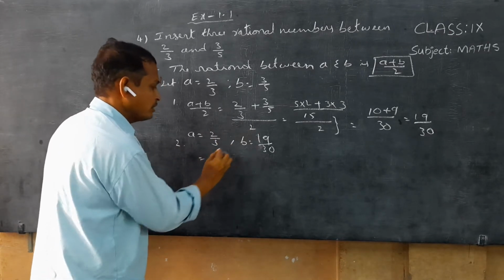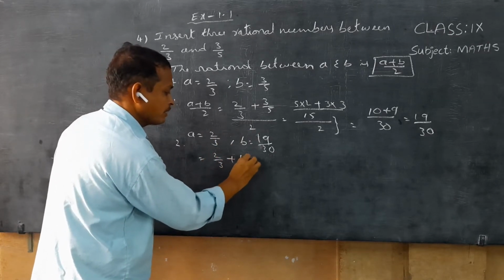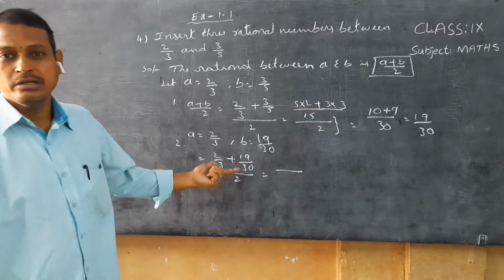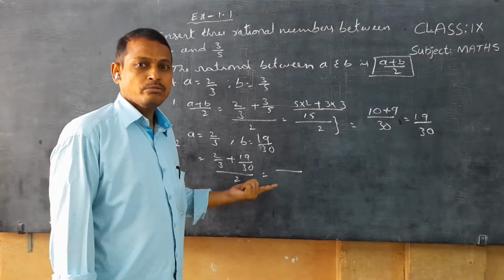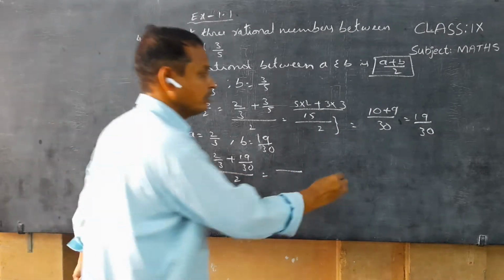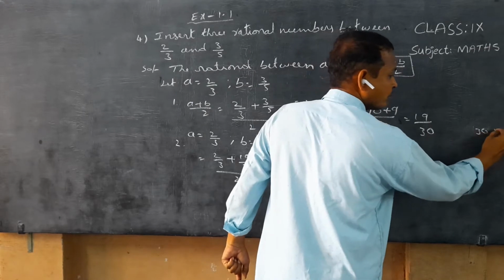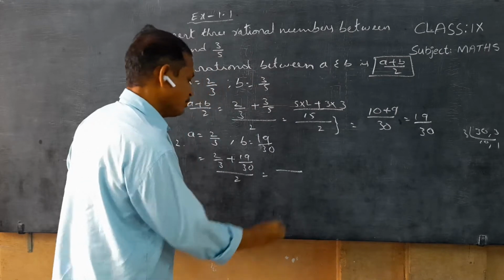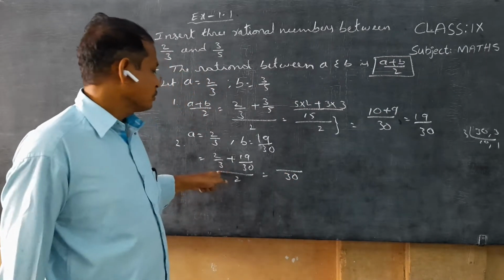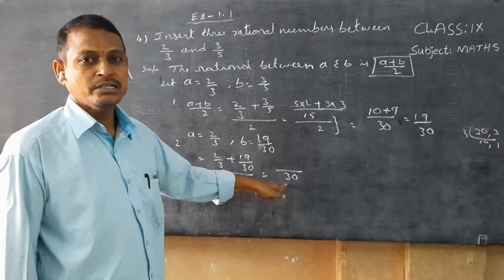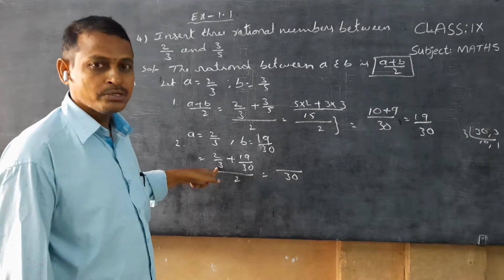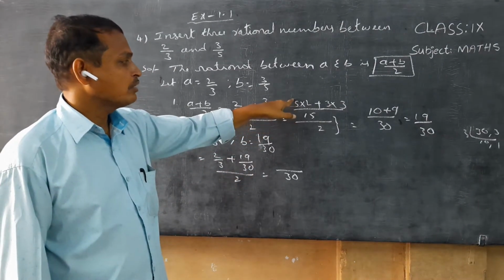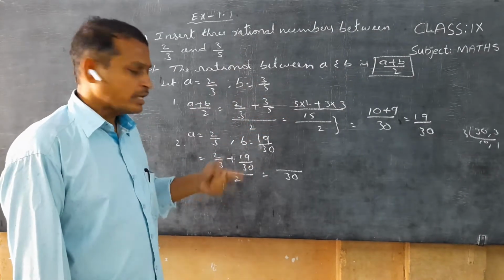So what is a? 2 by 3 plus 19 by 30, all by 2. Again, the LCM of 30 and 3. If you don't understand, we should do it in rough column: 3 tables 10 times and 1 time. So the LCM is 30. So 3 table, how many times does it go into 30? 10 times. We should write it directly.